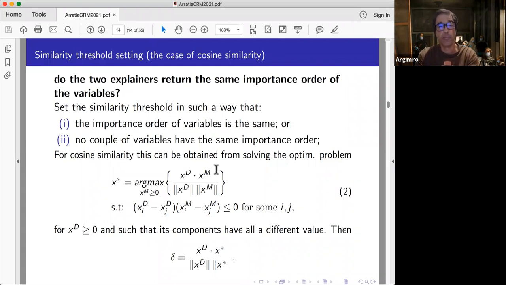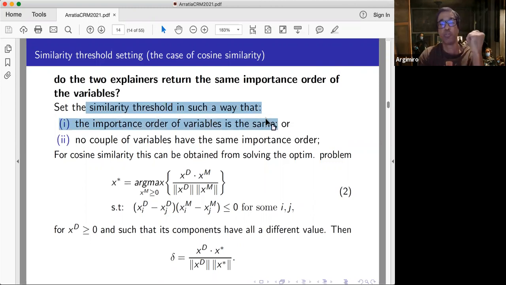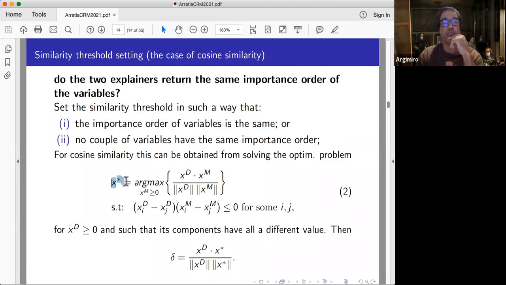So by its mathematical form, we can set the similarity threshold in such a way that the importance order of the variables is the same, or no couple of variables have the same importance order. And either of these two is just a solution of this optimization problem. We'll try to find the value x star of the cosine similarity by fixing the values of the model explainer and finding the value for the data explainer.